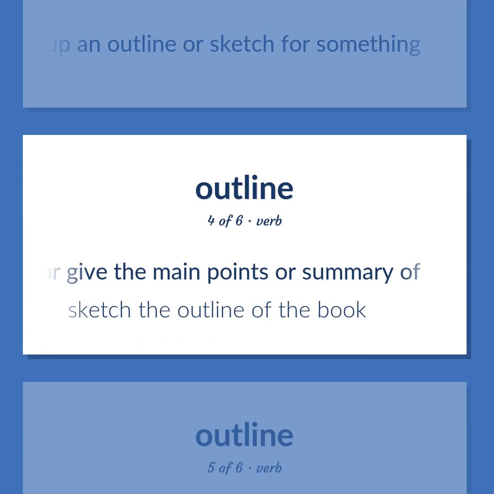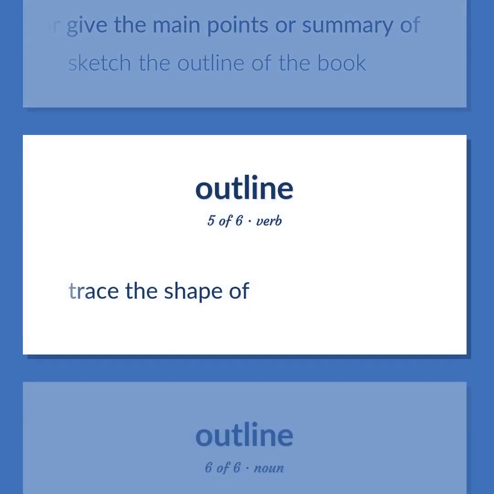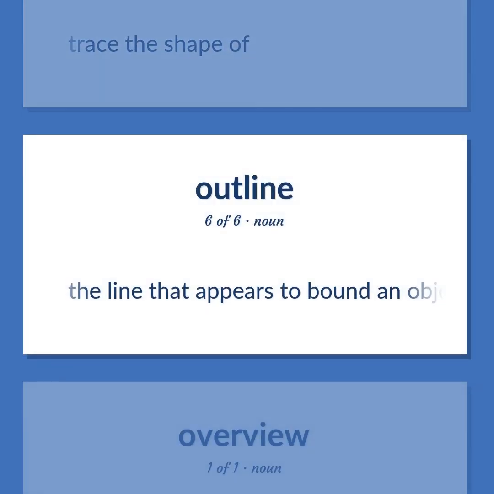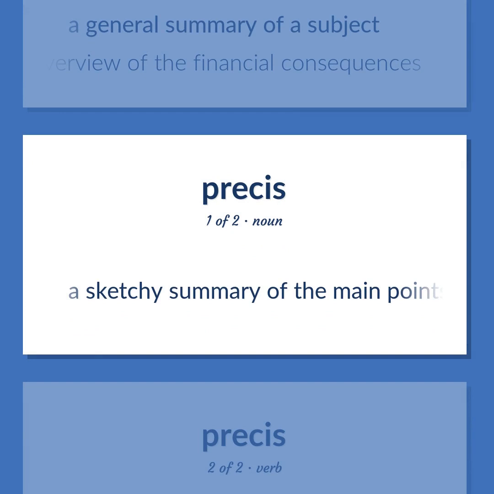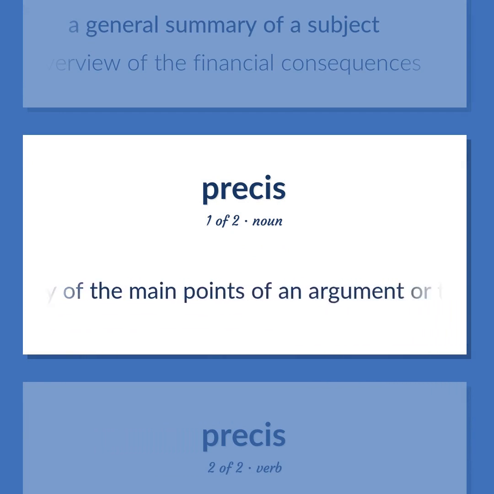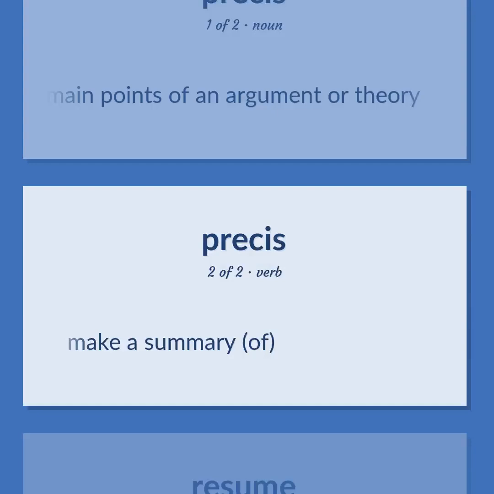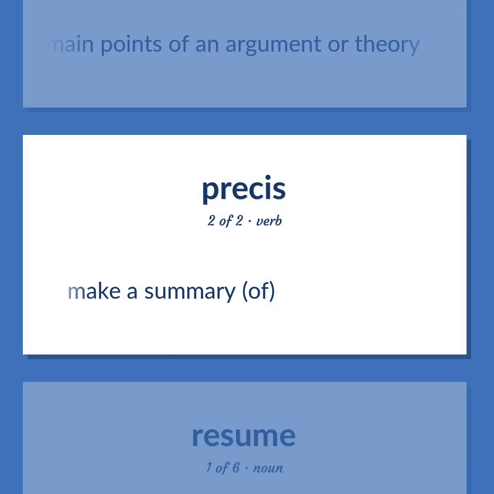Sketch the outline of the book. Trace the shape of. The line that appears to bound an object. A general summary of a subject. The treasurer gave a brief overview of the financial consequences. A sketchy summary of the main points of an argument or theory. Make a summary of.